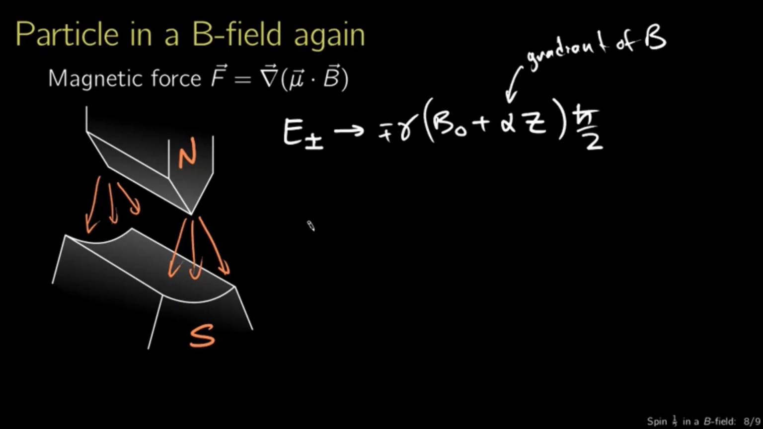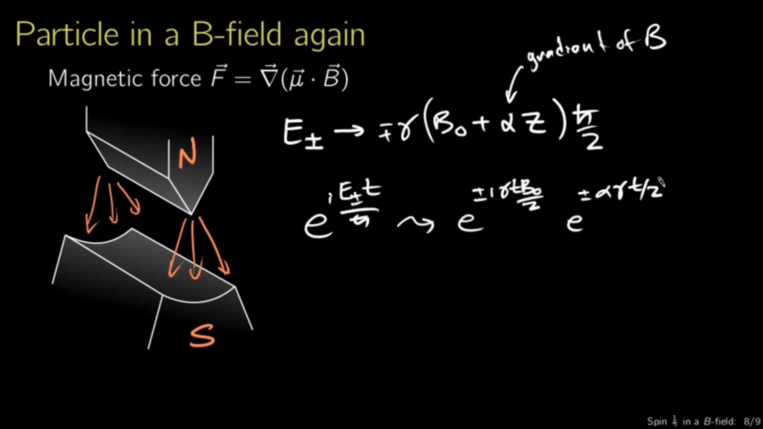If you work out what the time evolution factors look like, they look like something like e to the plus or minus i E t over h bar, as before. But since this energy now has some spatial variability in it, our time evolution factors end up looking like e to the plus or minus i gamma t B naught over 2, same as before, and e to the plus or minus i alpha gamma t over 2, all multiplied by z, and I've forgotten an i in this exponent here.